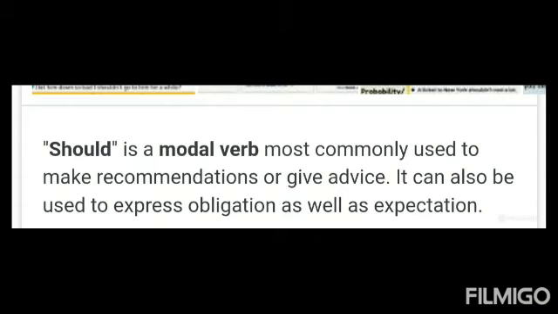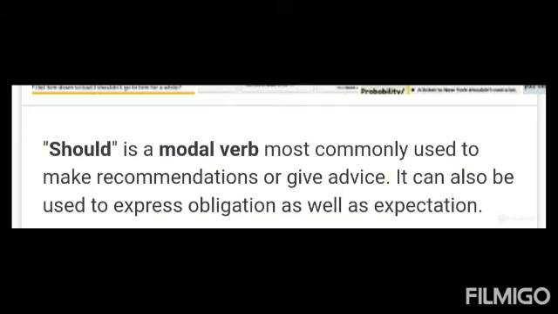Example, they should be on the way to Jaipur. Number 4 rule, it is used to give advice or suggestion. Example, we should go to the temple. Another example, we should obey our elders. Negative form of should is should not or shouldn't. Example, you should not come to me daily.